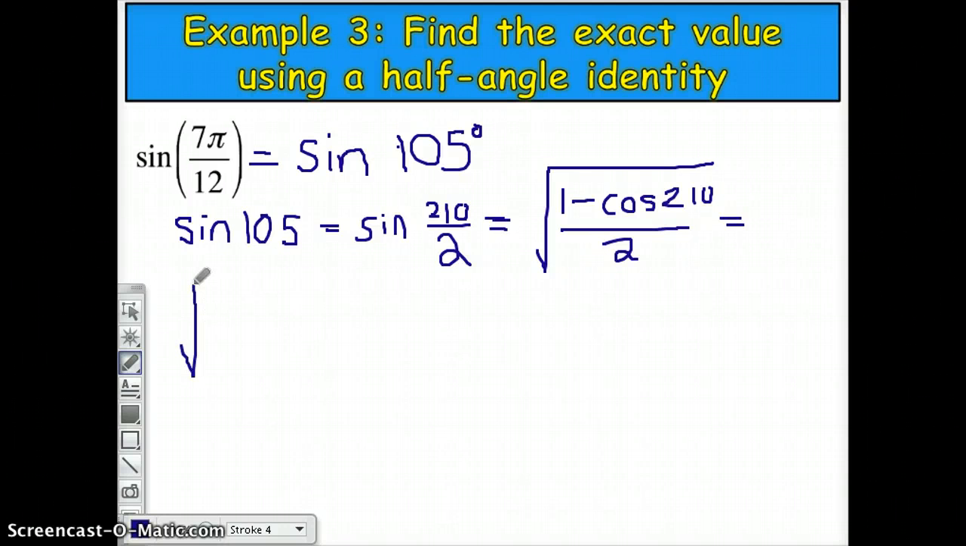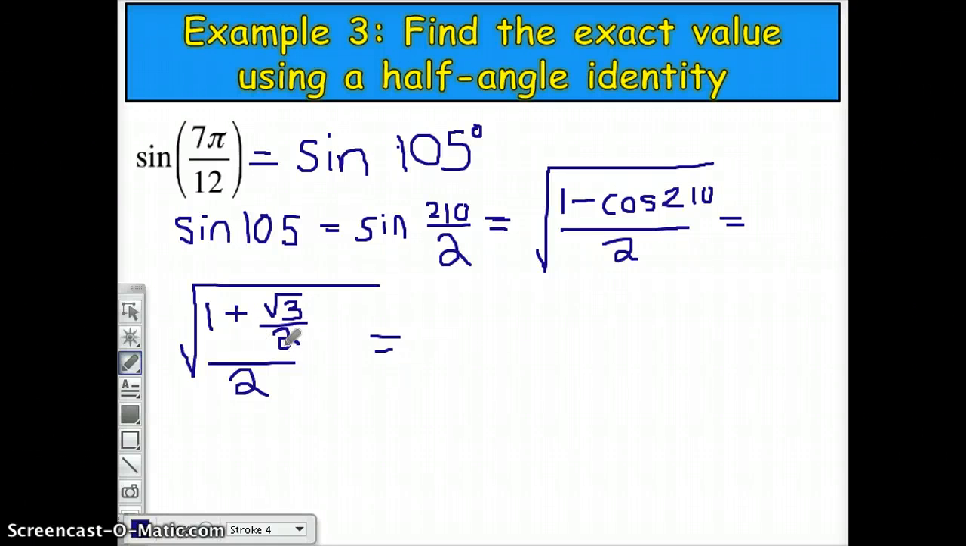So let's plug that in. 1 minus negative root 3 over 2, which I'm going to turn into a positive, all over 2. And then the final step is to simplify, and there's a lot wrong with this right now, so there's a lot that needs to be done.